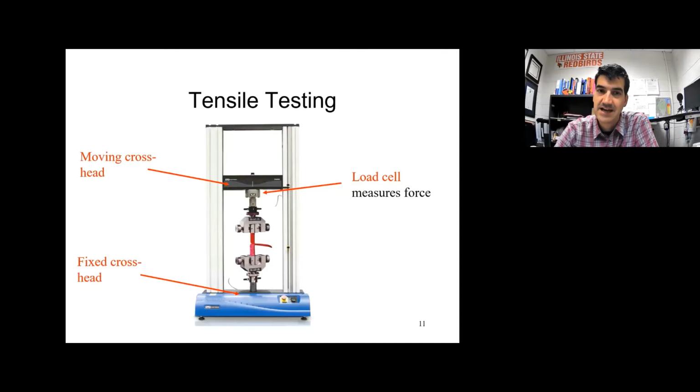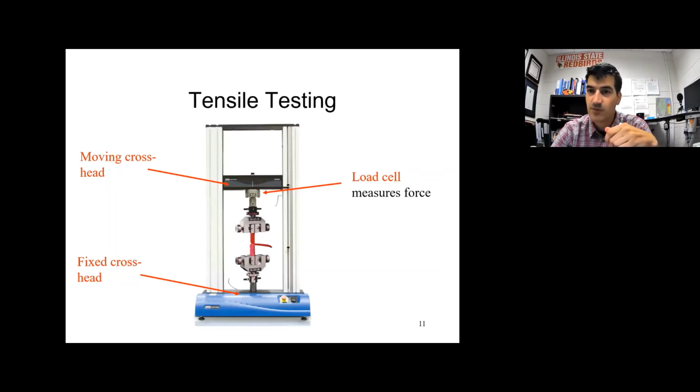Then we'll get into labs 4 and 5. Labs 4 and 5 are tensile testing, and lab 6 is compressive testing, which is really almost the same as tensile testing, just in reverse. We're squishing it instead of pulling it apart. Tensile means tension test, which means you're stretching it, you're trying to pull it apart.